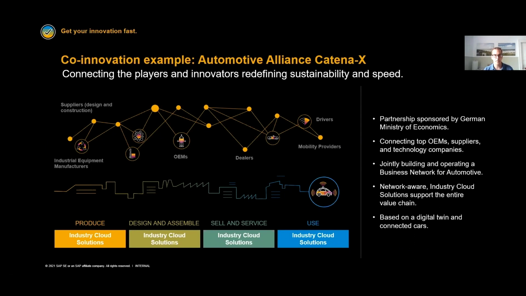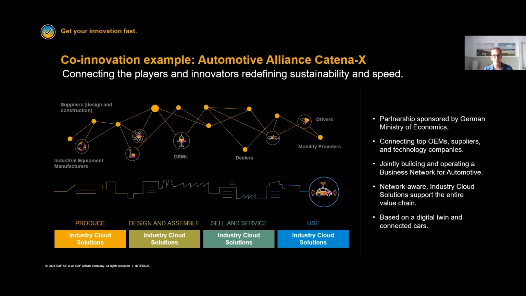On top of this business network for automotive that spans along the complete end-to-end process in automotive from produce to use, we are then providing network-aware industry cloud solutions that support the entire value chain of an automotive company. And it is based actually on a digital twin of and the data that resides from connected cars. And if you Google Catena-X, you will see that this consortium is growing and growing.